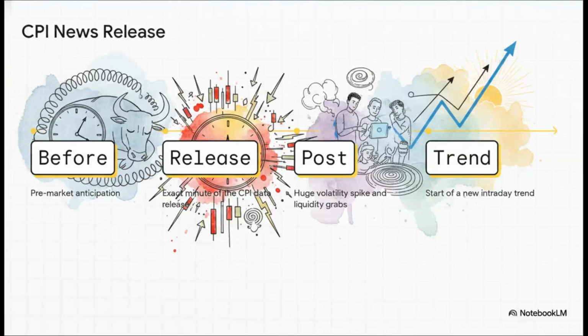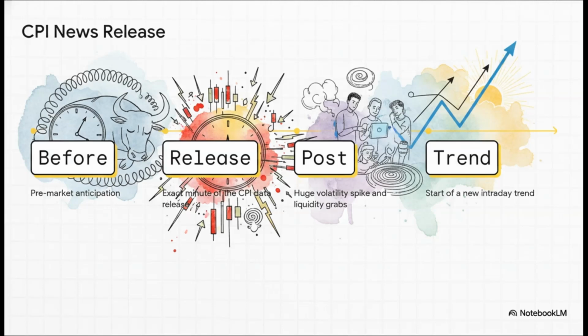This is the timeline of a typical CPI news day. It starts off with pre-market anticipation. The market is basically just holding its breath. Then, the exact minute the CPI data is released, total chaos erupts. You'll see a huge volatility spike on your charts.